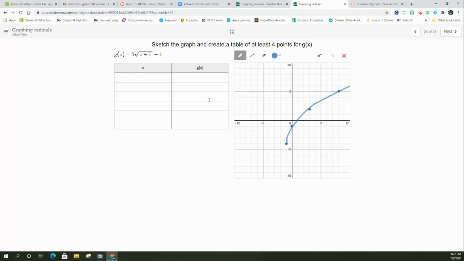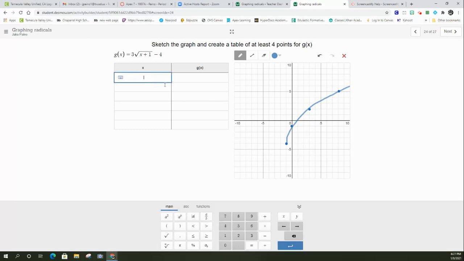All right, let's check to see if we're right. Starting with the critical point, negative 1, negative 4. Again, I need to add 1 to that, so that's 0. I'm going to add 3 to that, that's 3. I'm going to add 5 to that, that's 8. If I plug in 0, 0 plus 1 is 1, square root of 1 is 1. 1 times 3 is 3. 3 minus 4 is negative 1. So did I get 0, negative 1 on my graph? I did.